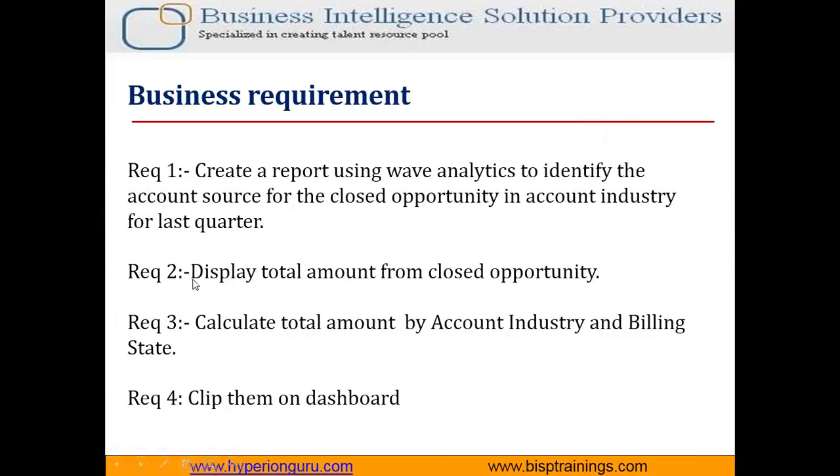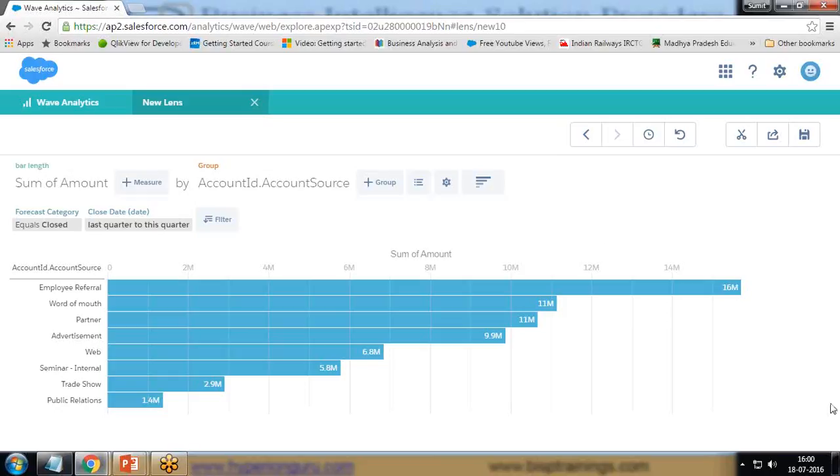Next requirement is I would like to display the total amount from closed opportunity. But before moving on to that, I'll switch to the fourth requirement that says clip them on dashboard. So what exactly do we mean by clip them on dashboard? There is a very cool feature available in Wave Analytics that we can quickly clip the work which we have done now to add it on the dashboard. You can see here there's an option coming here, clip to designer.